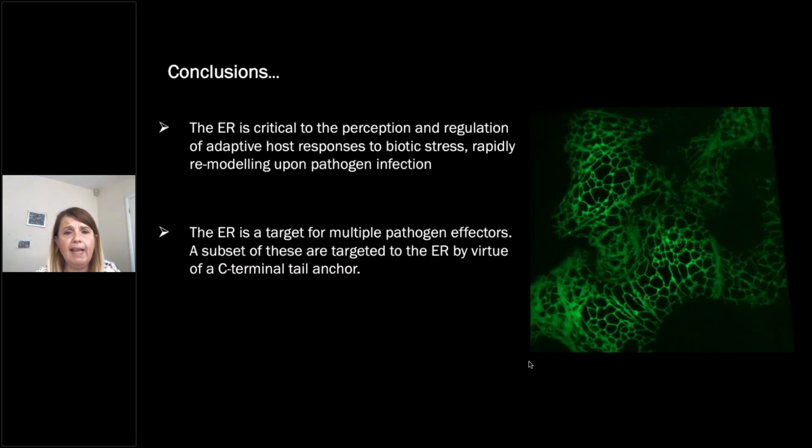Okay, and secondly, I hope I've shown that the ER is indeed a target for multiple pathogen effectors, and that a subset of these are targeted to the ER by virtue of possessing this C-terminal tail anchor, and that we can use this topology as a way of screening and identifying new ER localized effector proteins.